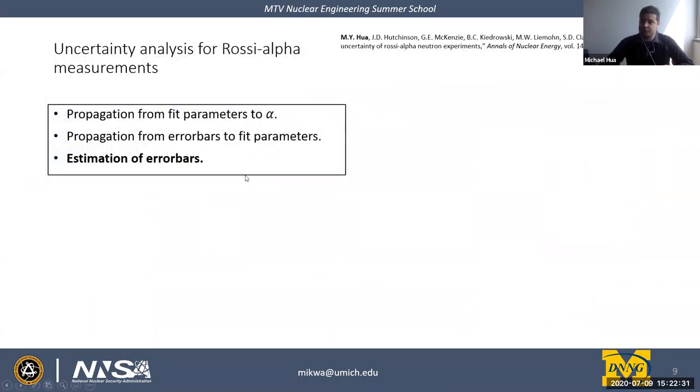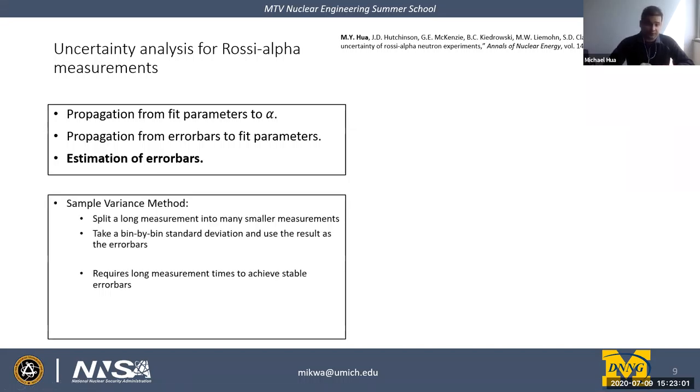What the uncertainty process would look like is we have to estimate the error bars. Once we have the error bars, we can propagate error bars to the fit parameter. So we do that by weighting a fit. By feeding it into the fitting algorithm, we are now correctly accounting for the histogram uncertainty. And then once we have the uncertainty in the fit parameters, we can propagate that to alpha. But the big question is, how do we get it? How do we get the error bars?